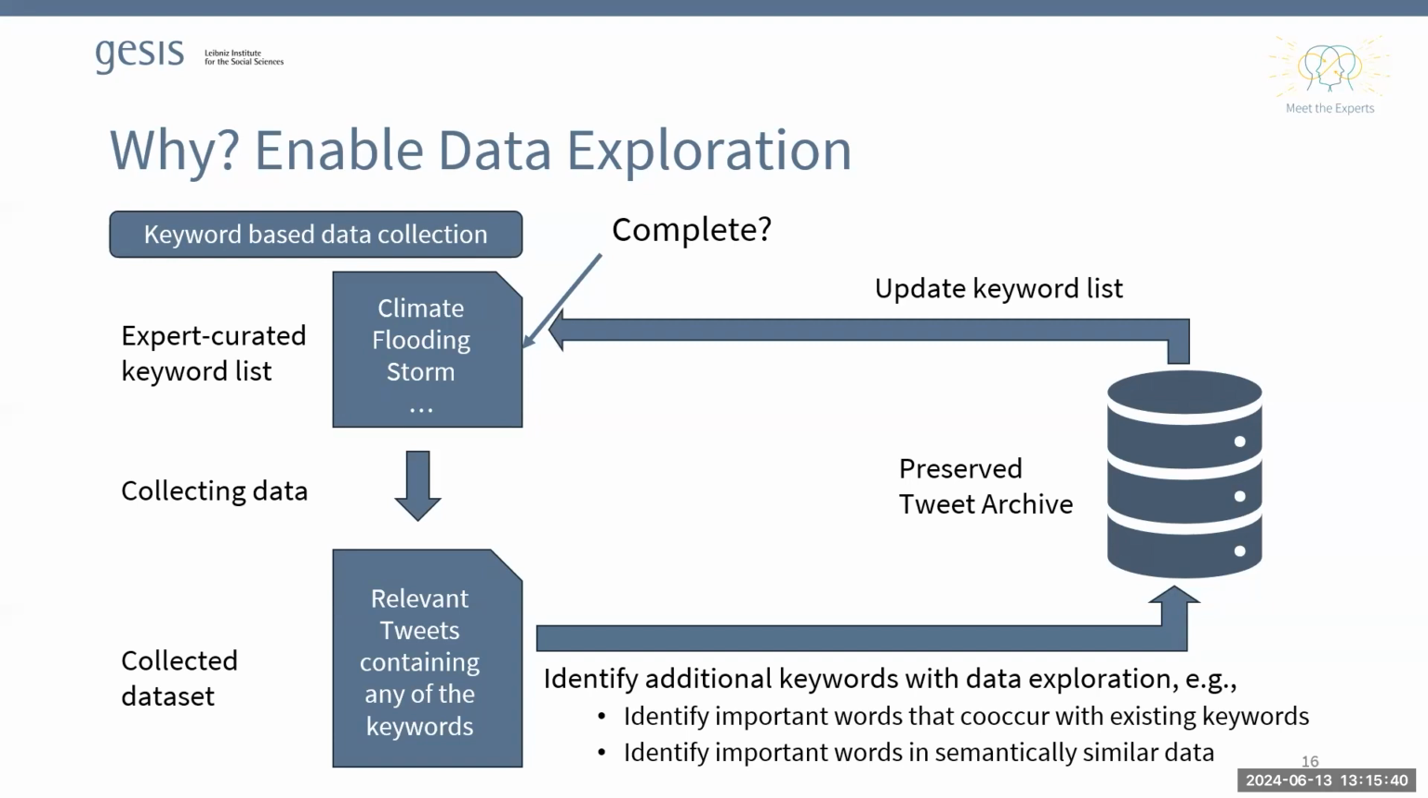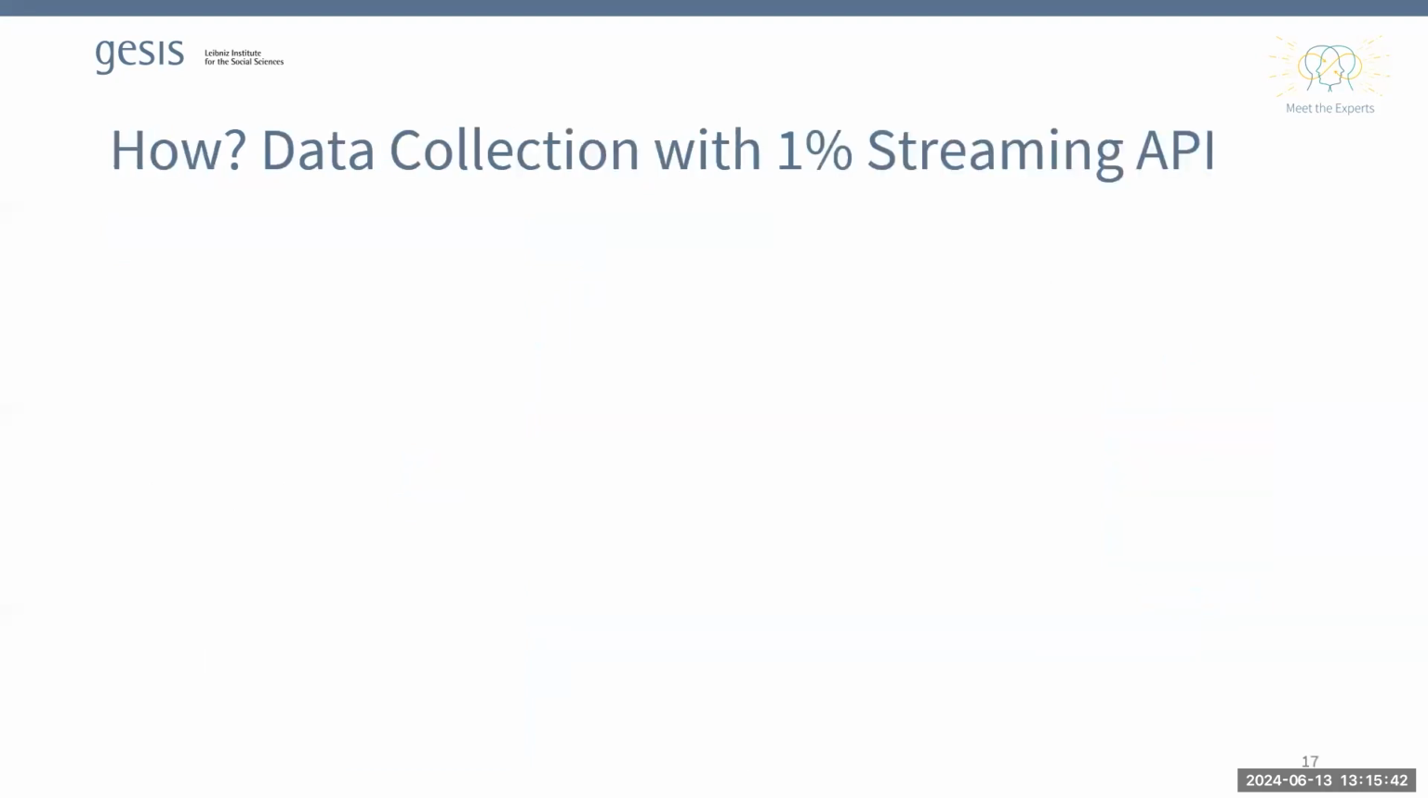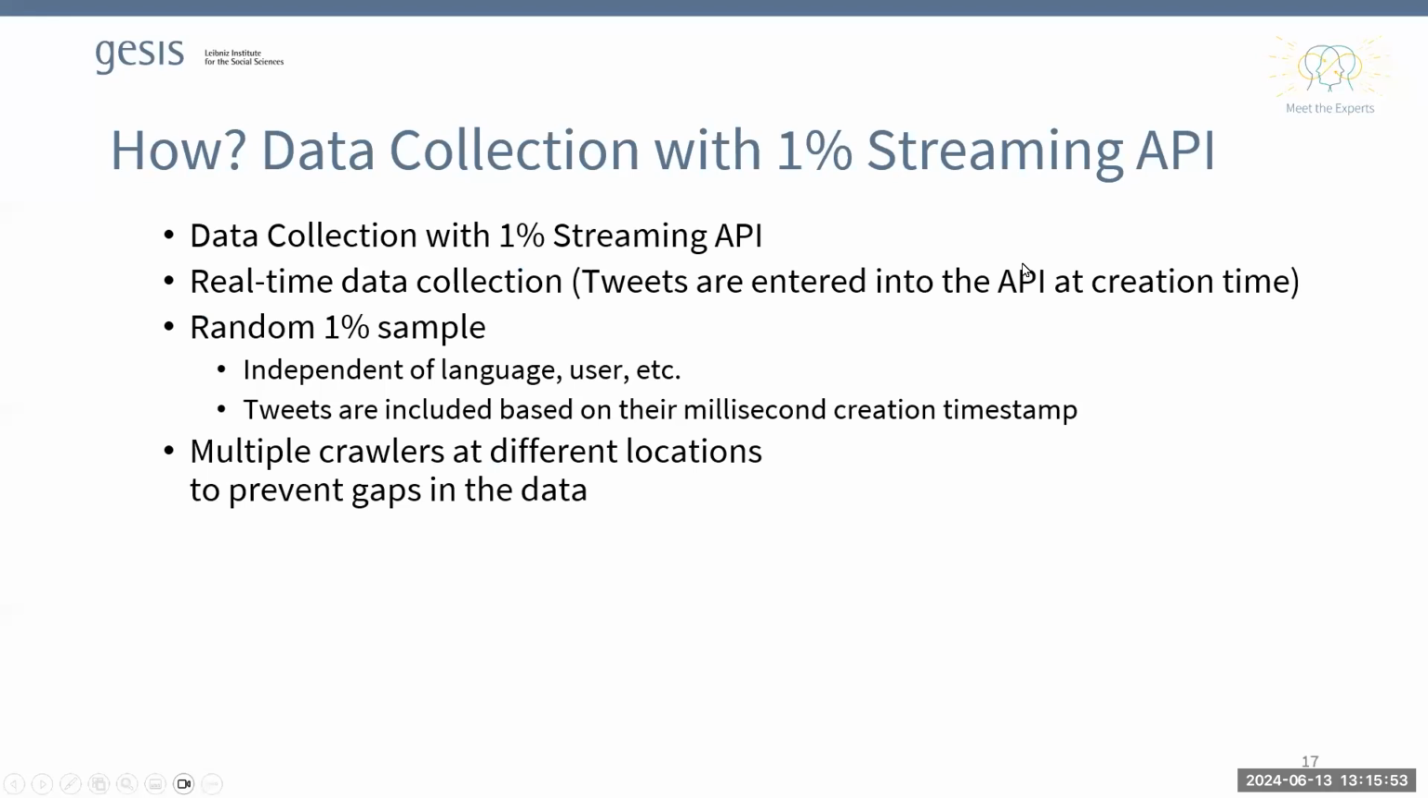So these are the reasons why preservation is very important. And we will now continue with how we actually collected the data here at GESIS and also together with other institutions. The data collection was done using Twitter's 1% streaming API, which allows real-time data collection.